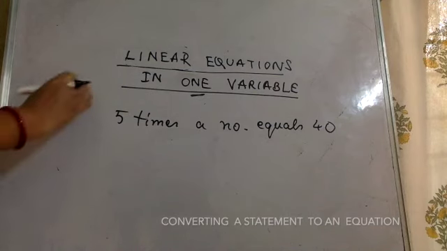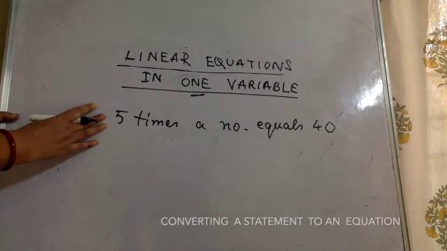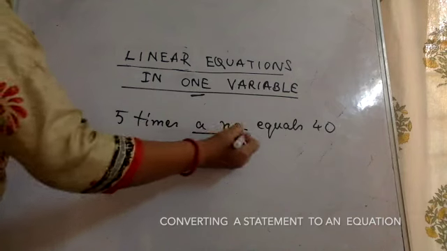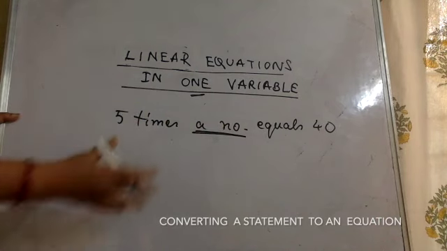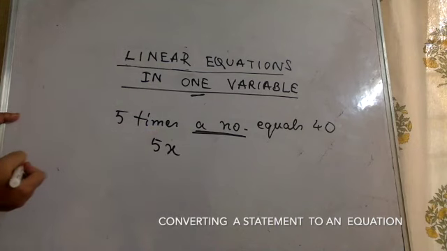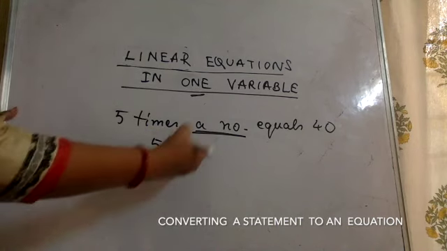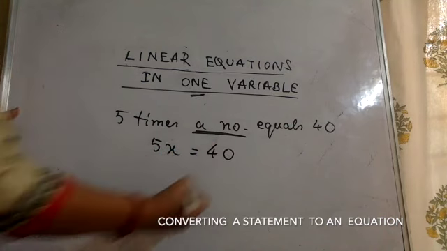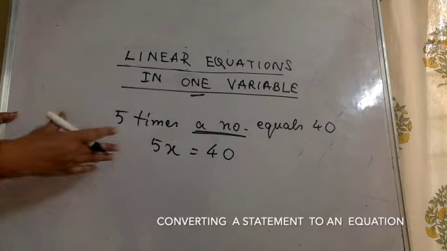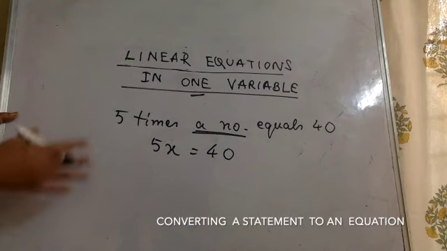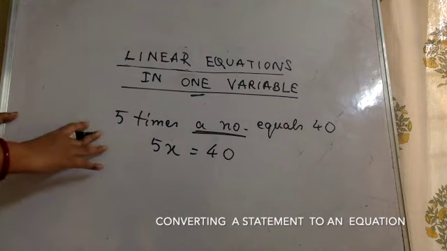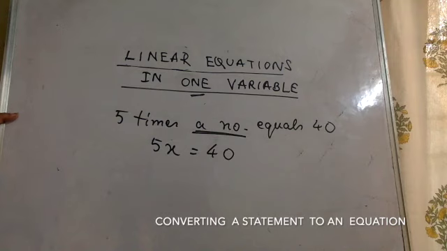Now this is one statement. How do we convert it to an equation? Whenever you see a number, a number means it's an unknown. We have to represent it with an x. 5 times means 5 into x. Equals, put the equal to sign for the equals, 40. Now this is our equation. So from the statement we got the equation, as simple as that. We don't have to solve it at the moment. We are not learning to solve it. Today we will only learn to form an equation from a statement. Let me take another one.